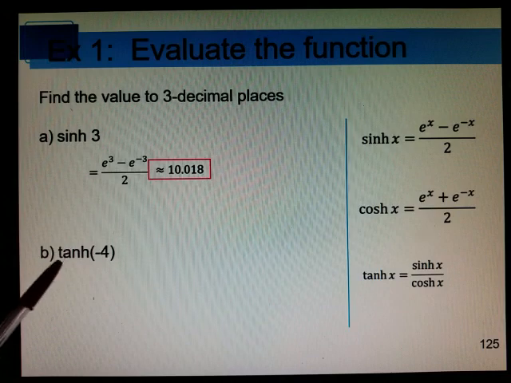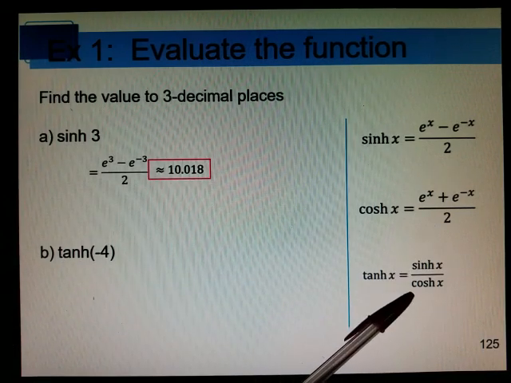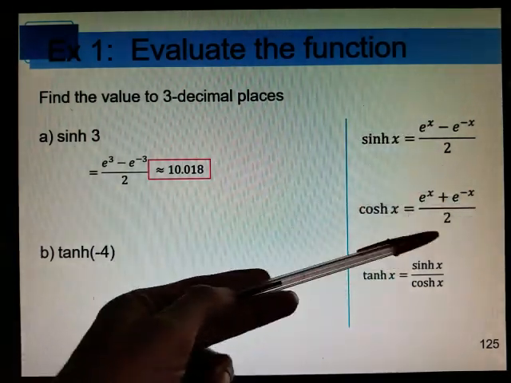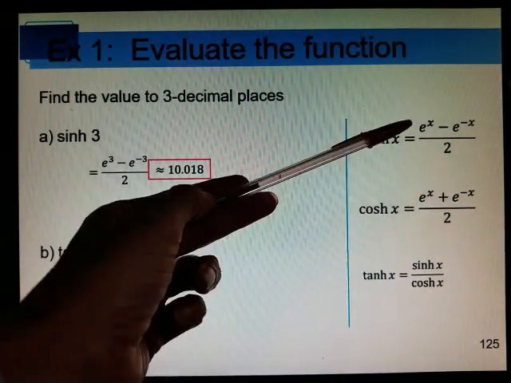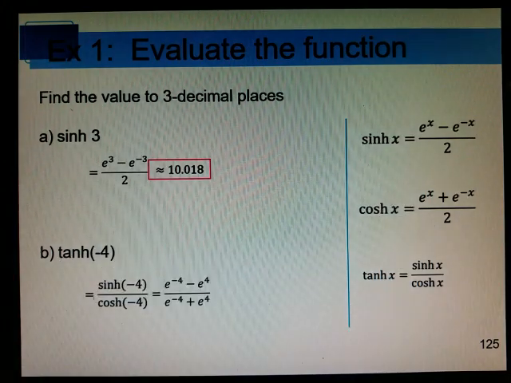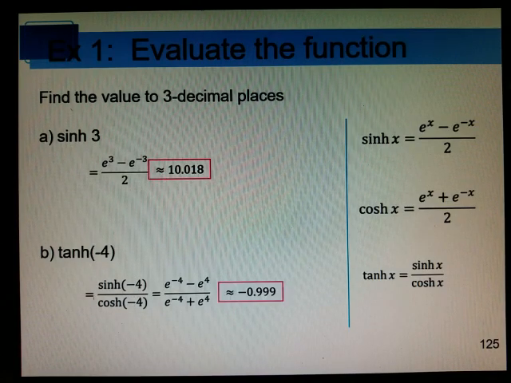So hyperbolic tangent of negative 4. That means I need hyperbolic sine of negative 4, then hyperbolic cosine of negative 4. That means I need the sine function divided by the cosine function. Well, the 2's would cancel, so I really just need this numerator, and then that right there would become the denominator. Type in the top, and then divide by the bottom, but you have to make sure you use parentheses appropriately, or you will end up getting this incorrect.